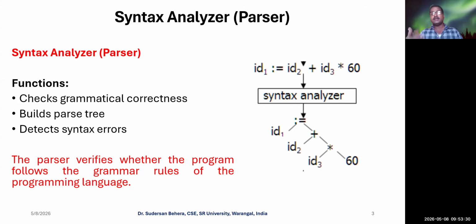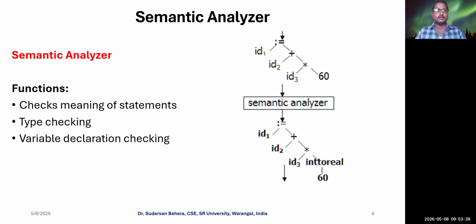Okay. Then let us see what semantic analysis does. Go to the third slide. Yes. Here you see the semantic analyzer, or the third phase, semantic analysis. What are the functions? It checks the meaning of the sentence. It also performs type checking. It also checks whether the variable declaration is correct or not. So this is the role of the semantic analyzer. The semantic analyzer checks the meaning of a sentence.